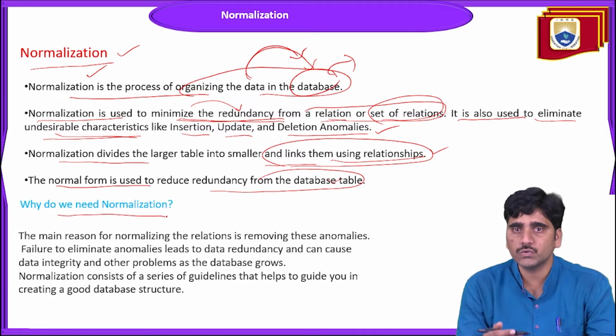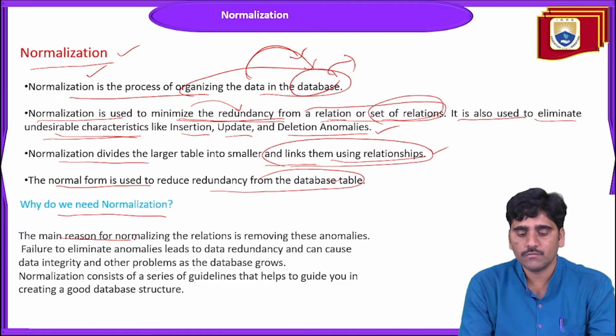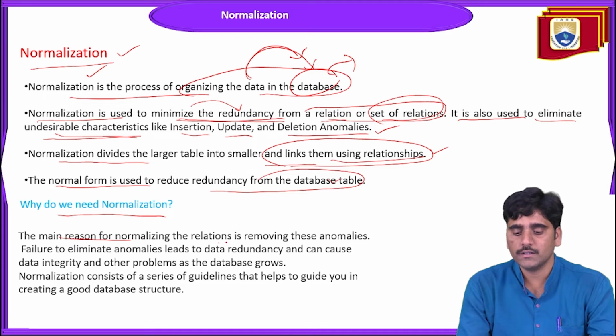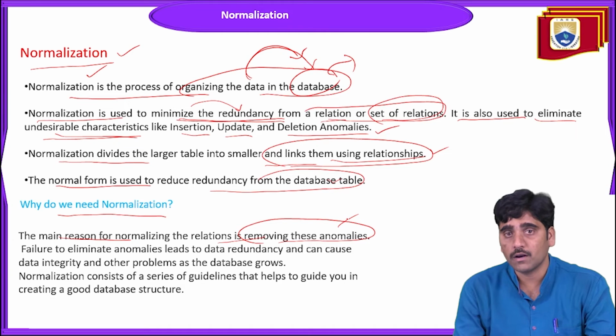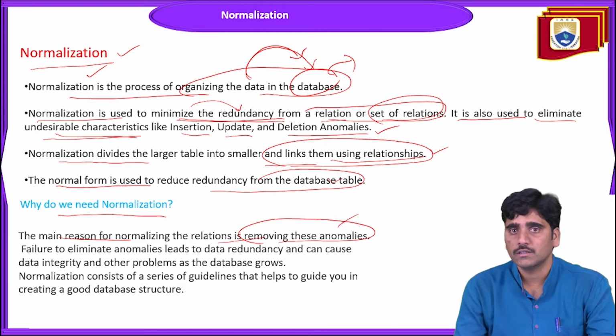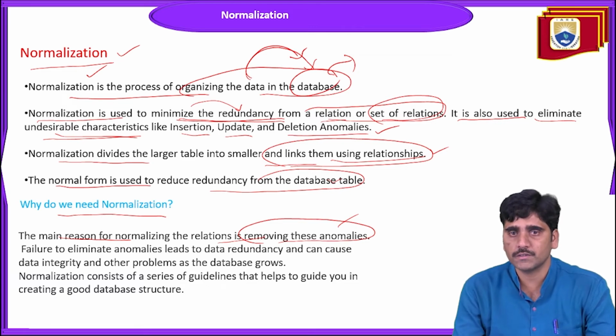And what is the purpose? Why do we need normalization? The main reason for normalizing the relations is to remove the anomalies: the insertion, update and deletion anomalies, which have some conflicts and disruptions.